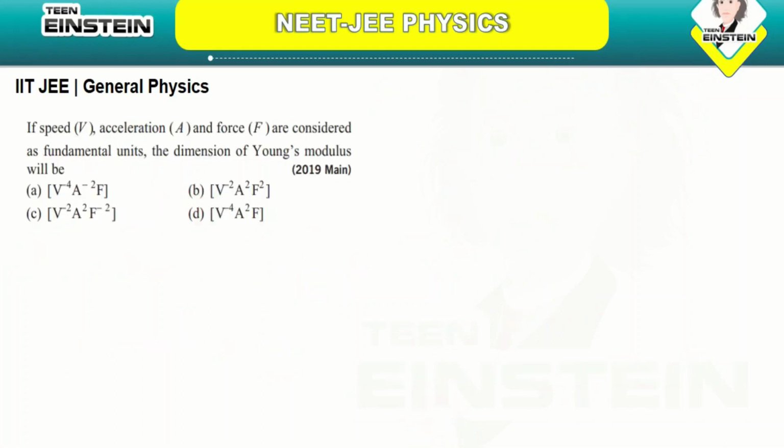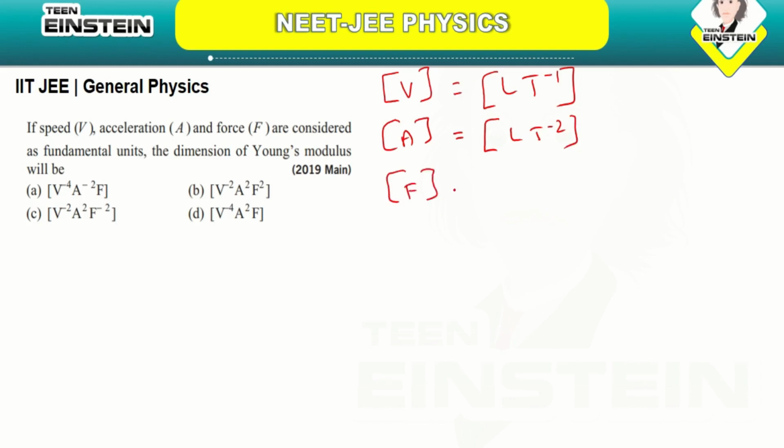If speed, acceleration and force are considered as fundamental units, the dimensions of Young's modulus is. So here first you write down what the dimensions of speed are. Speed v is equal to L t minus 1, and next you write down the dimensions of acceleration, acceleration is equal to L t minus 2, and next you write down the dimensions of force, F is equal to m L t minus 2.